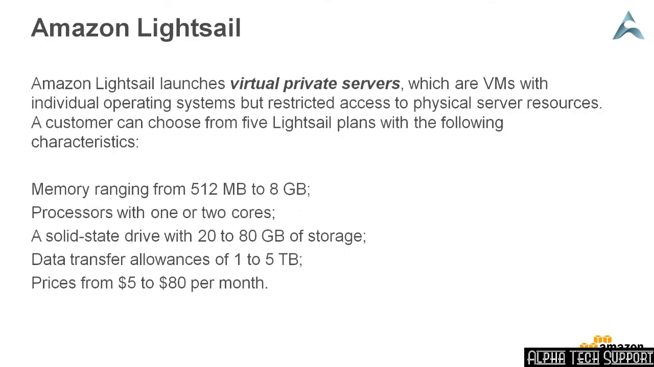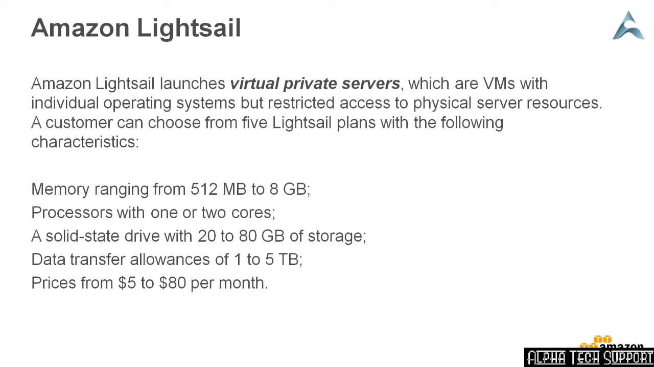So Amazon Lightsail is launched on VPS, Virtual Private Server, which are virtual machines with individual operating systems that can be Linux, Windows, or other versions of Linux. That can be Amazon Linux, Red Hat, Fedora, Ubuntu, and SUSE or other options. But restricted access to physical server resources. You don't have direct access to physical server resources.